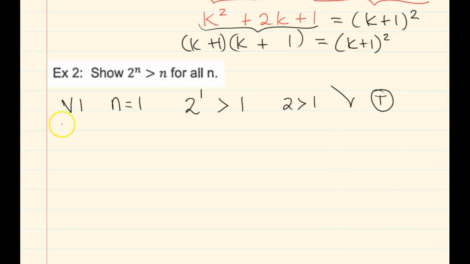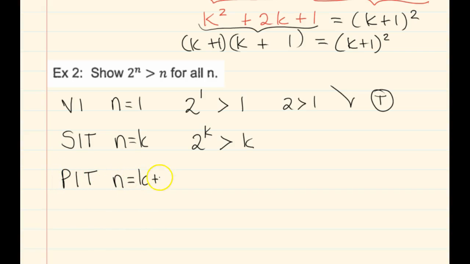The next thing we need to do is say it's true. So we're going to let n be equal to k, and we're going to say 2 to the k is greater than k. Done. We've said that. The third one is where we have to prove that it's true for n equal to k plus 1. So in other words, I'm going to have 2 to the k plus 1, and we have to show that that is greater than k plus 1.